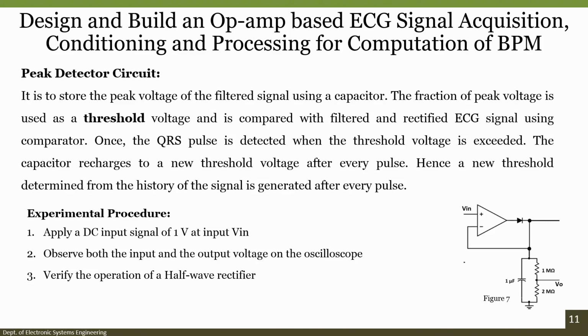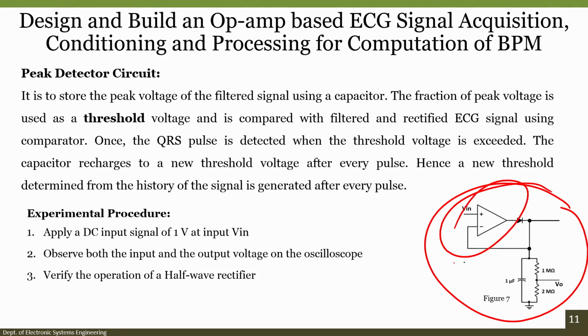The next one is nothing but a peak detector circuit. For the peak detector circuit, how will the circuit look? It will look like the one shown here, and it helps us because it is used to store the peak of the filtered signal using the capacitor, right. A fraction of the peak voltage is used as a threshold voltage and is compared with the filtered and rectified ECG signal using the comparator, right.